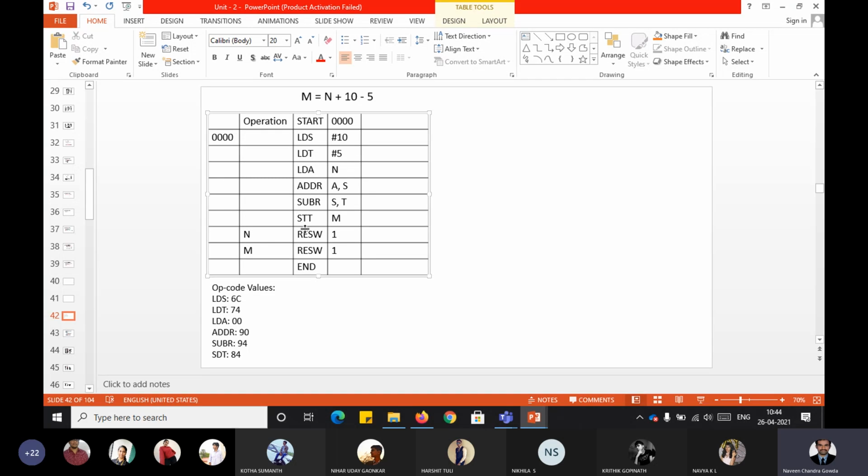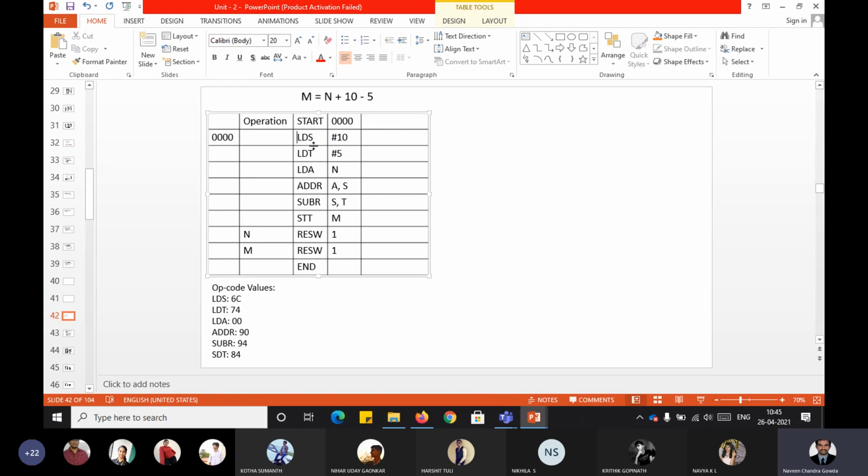Understand, my dear students, in your program, if the opcode is preceded with a plus, then it is format 4. If there is no plus, like LDT, without the plus, then it is format 3. I repeat, in your instruction, if it is preceded with the plus, then it is format 4. If there is no plus, it is format 3.